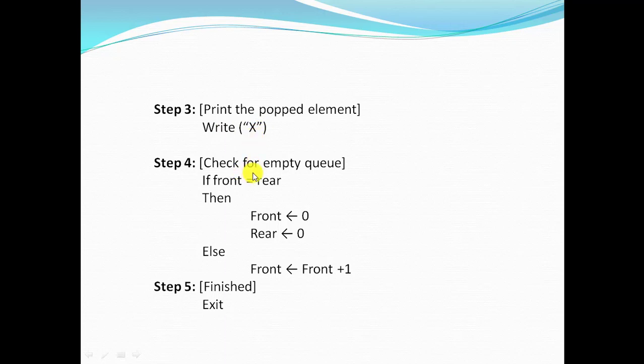Then we have to check for the queue is empty or not. If front is equal to rear, then we have to set front is equal to 0 and rear is equal to 0. But if front and rear are not equal, then we have to increment the front pointer, that is front is equal to front plus 1.